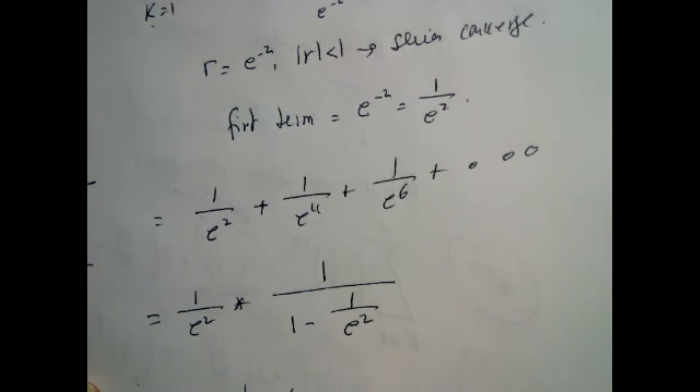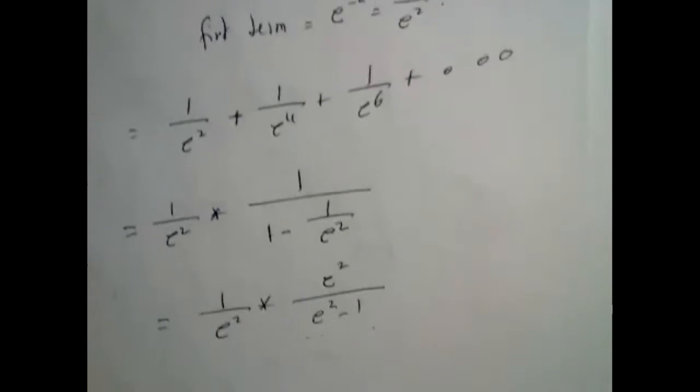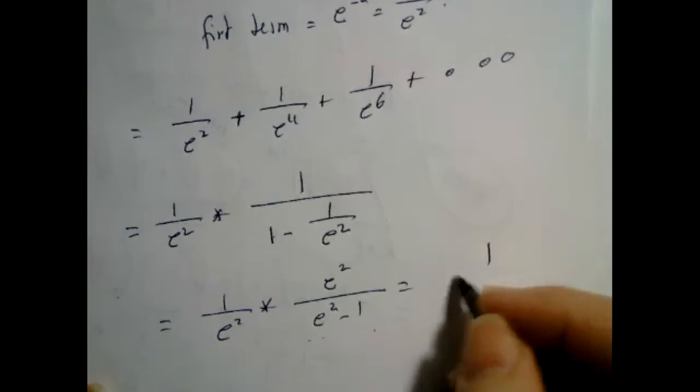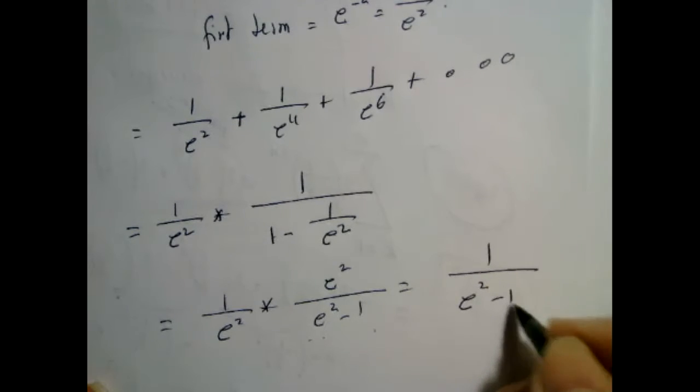Common denominator is e squared. E squared minus 1 divided by e squared, it's like multiplying by e squared. So this would give me 1 over e squared minus 1.